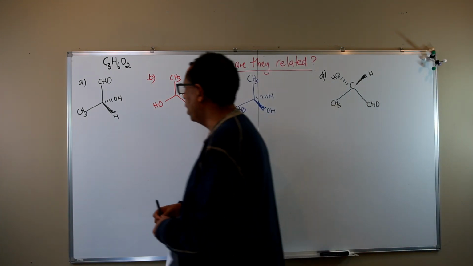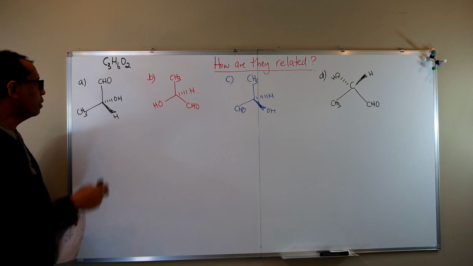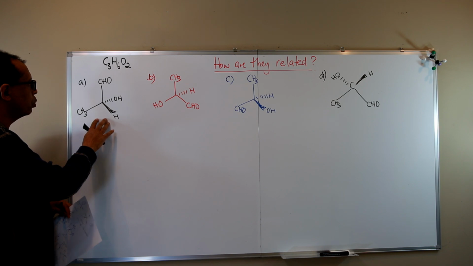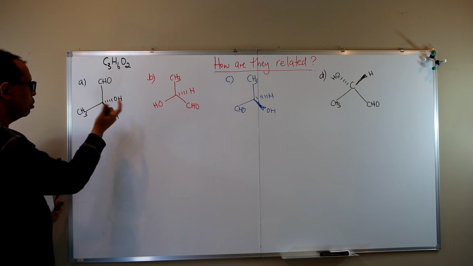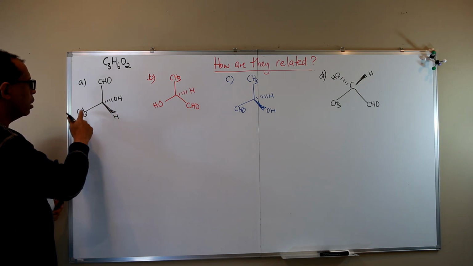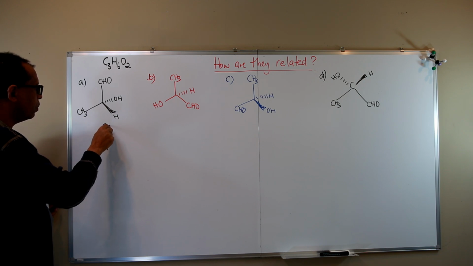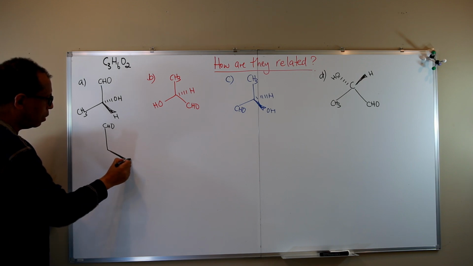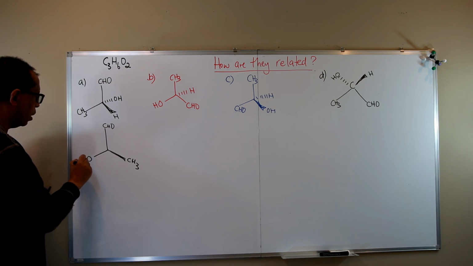So let me start by solving the R and S assignment of this molecule, starting from here. For A, the way to draw this to assign the R and S is to push hydrogen to the back and CH3 to change position by just rotating it to the right. So this is equivalent to CHO is here, CH3 would be here, and hydrogen is at the back, and OH comes here.